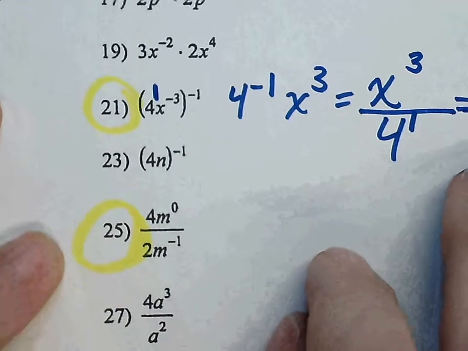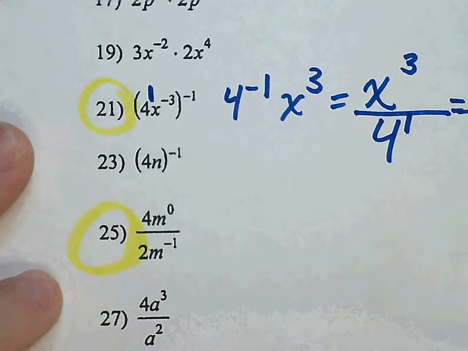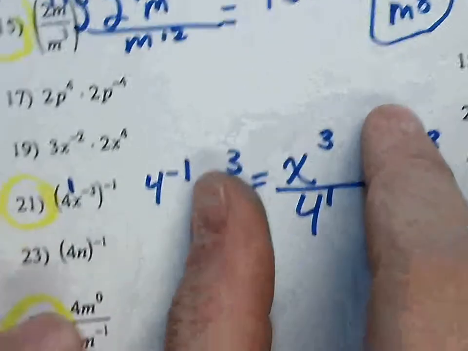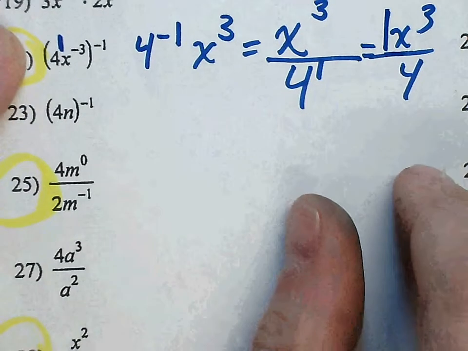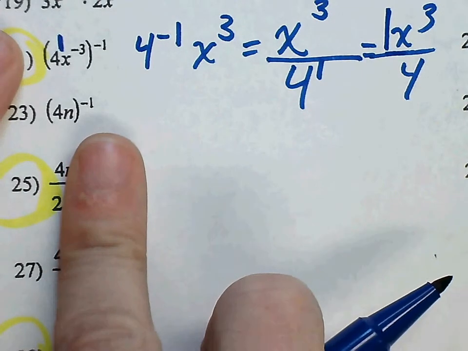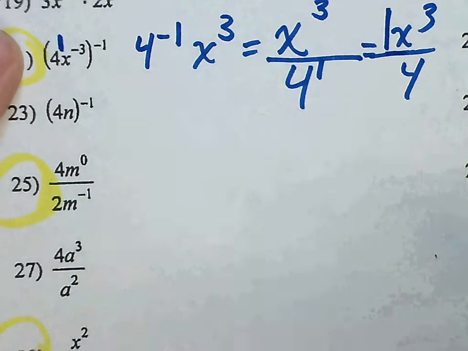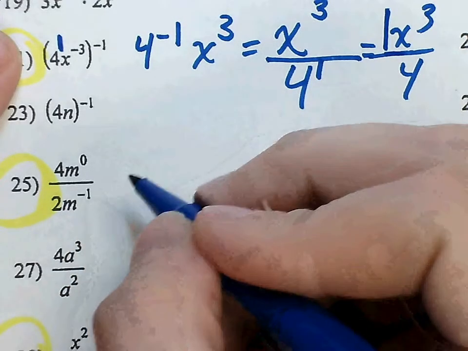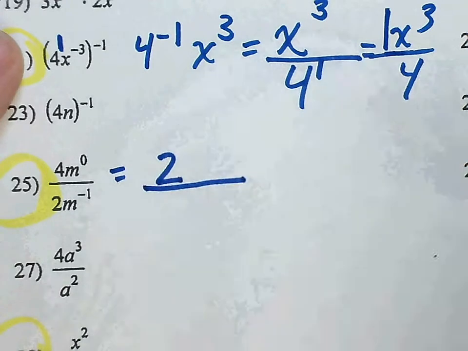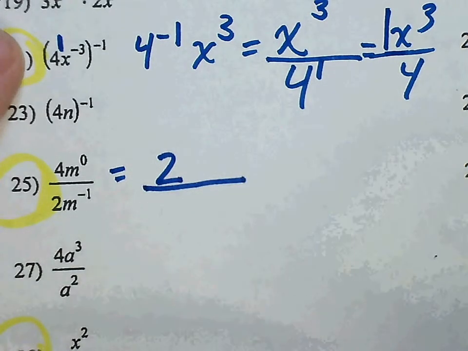All right, number 25. 25 has two different things going on. Again, there's nothing to distribute on 25. All right, nothing at all. So on 25, I'm going to look at my coefficients first. They're not the same base, right? So what is 4 divided by 2? 2. So I can just write a 2 over here. I can write my fraction in case I'm going to need it, because most of the time I do.